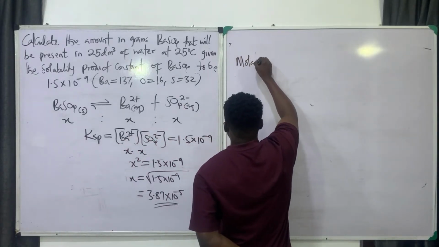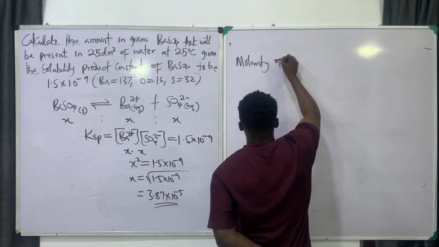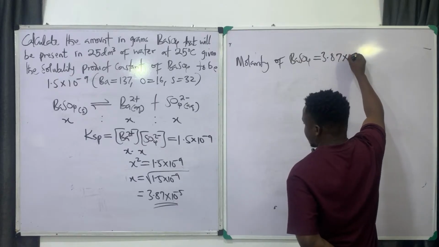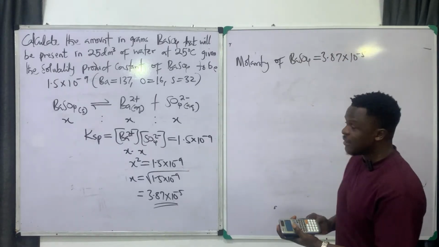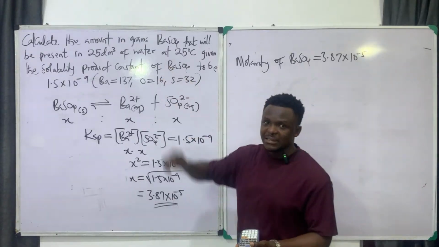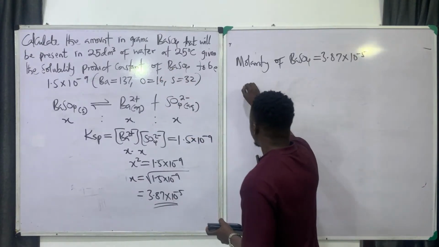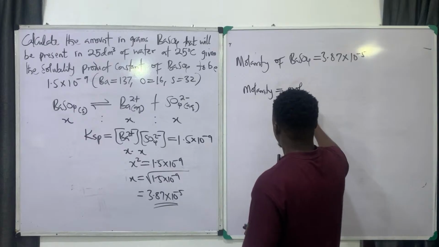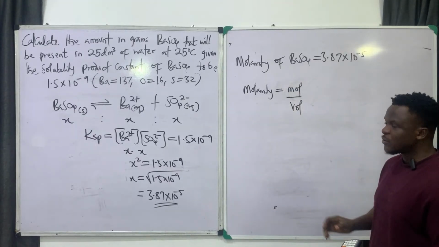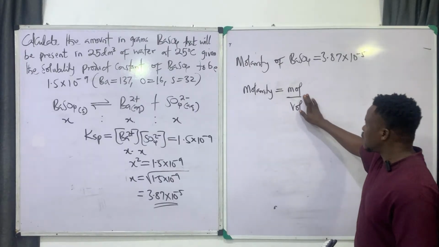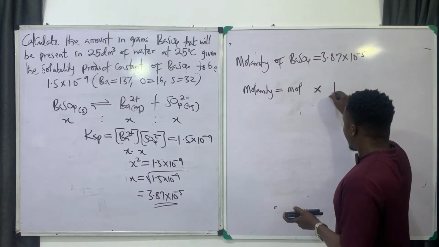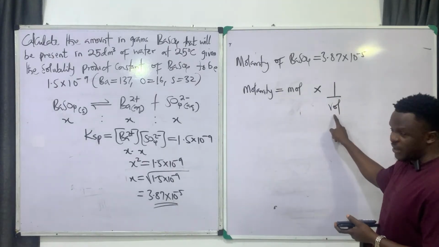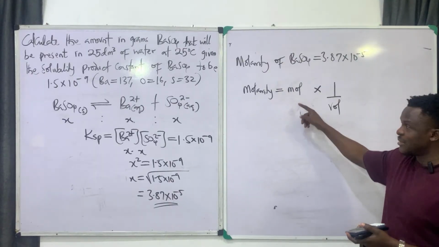Class, what we have here is the molarity of barium sulfate, which is 3.87 times 10 to the minus 5. But remember, they did not ask us to solve for the molarity. They asked us for mass. So this is what I'm going to do. Molarity equals mole over volume. Just watch out, I just want to solve everything at once. This is equivalent to saying mole times 1 over volume, because mole times 1 is mole all over volume. I don't want to write it all over volume so that it doesn't take time.